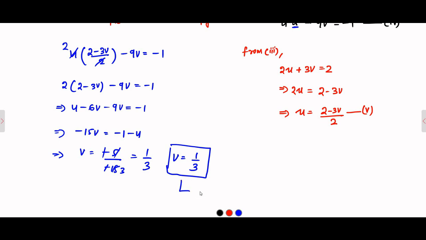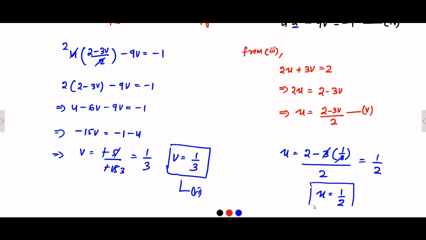This is equation 6. Now we will substitute it here to get the value of u. So u is equal to (2 minus 3v) by 2. In place of v, we will substitute its value which we calculated: (2 minus 3 into 1 by 3) by 2. 3 gets cancelled. So 2 minus 1, that is 1 by 2. u is equal to 1 by 2. This is equation 7. So u is equal to 1 by 2, v is equal to 1 by 3.